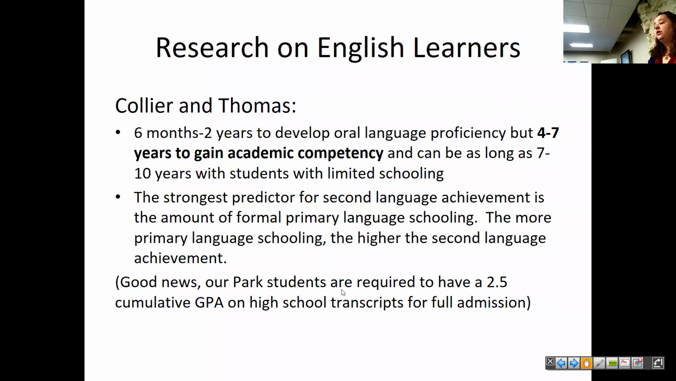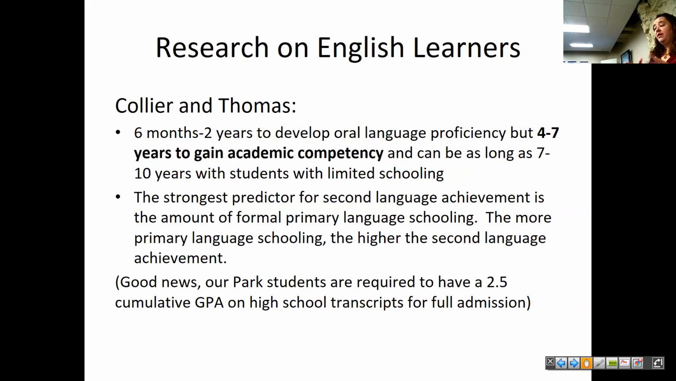We see here that Thomas and Collier say that it takes approximately 6 months to 2 years to develop your BICS, that's your basic communication, and then about 4 to 7 years to gain that academic proficiency. And they say that the strongest predictor, so I'm kind of glossing over the 7 to 10 years bit with limited schooling, because all of our students coming into Park don't have limited schooling. They've all completed high school, and they've had to complete it with a 2.5 GPA or higher. And so our students are set up for the strongest predictor of success for second language acquisition. They have had that primary schooling in their first language, their L1, and all of those skills and schooling they've learned in their L1 easily transfer to their L2, which is the second language that they're learning.